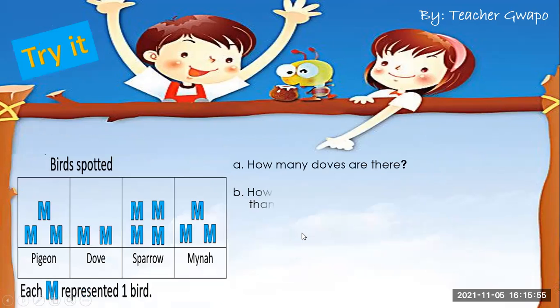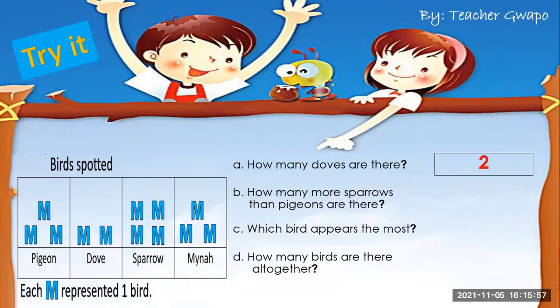Okay, let's try to answer these questions. The first question: how many doves are there altogether? I mean, how many doves are here? You can see here 2 letter M, that means the answer is 2. Letter B: how many more sparrows than pigeons are there? There are 4 sparrows, and the pigeon is only 3. So the sparrows are more by 1.